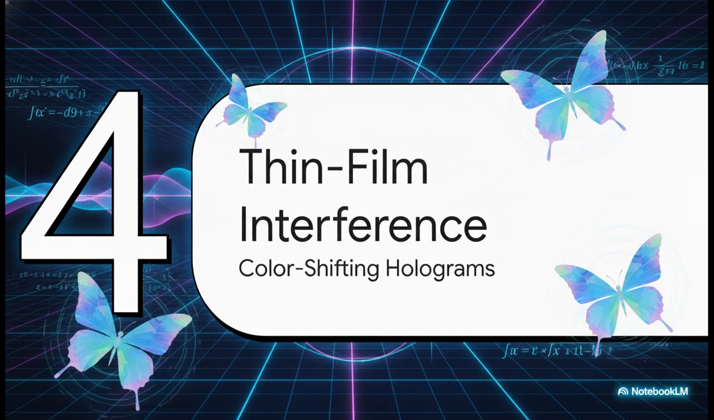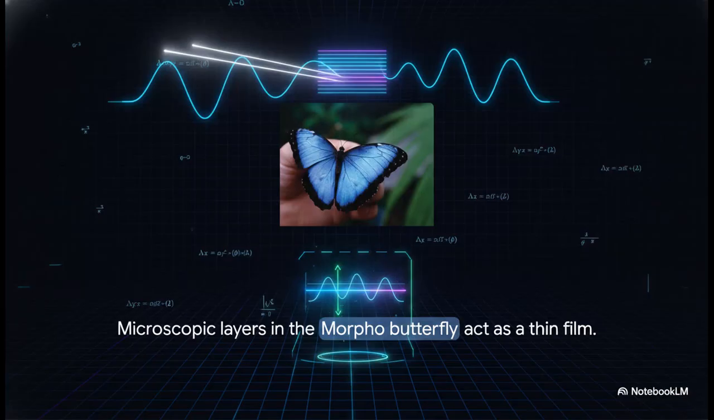Next up, Section 4, Thin Film Interference. Okay, let's bring all this math back to the real world and finally solve the mystery of that color-shifting butterfly from the very beginning of our explainer. You see, the morpho butterfly's wing is covered in these microscopic scales that act as a thin film. It's actually very much like the air gap between lenses that creates those famous circular patterns known as Newton's rings.